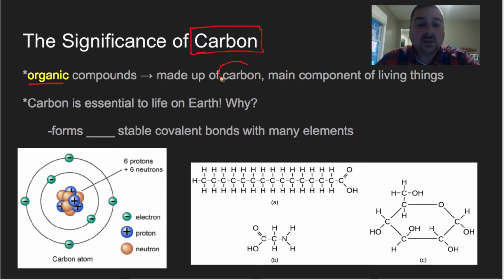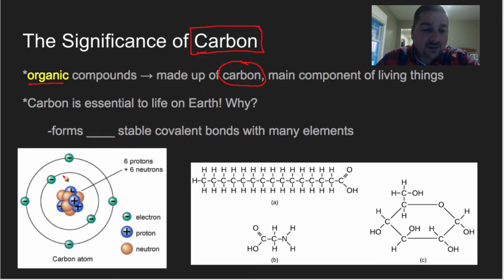Okay, so one common theme or element in all of organic compounds is the atom carbon. And it's the main component. As we look at the four main classes of organic compounds in living things, here you'll see carbon, carbon, carbon, carbon, and more carbon. Why carbon?